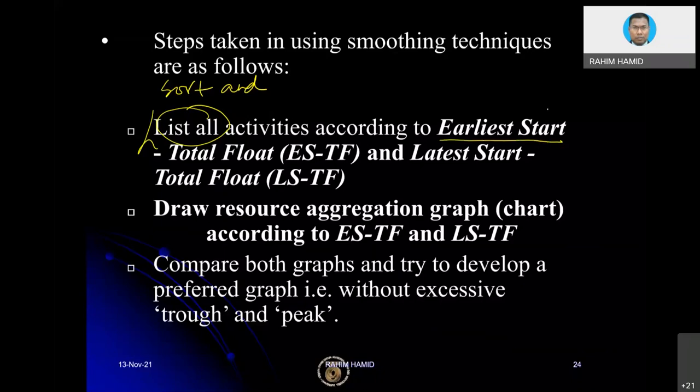According to the early start date first. But then the issue is that some of the early start dates could have the same value, because some of the activities start at the same time. So if we are going to sort according to the early start date, we are going to see that some activities have a similar start date. Then how are you going to sort?